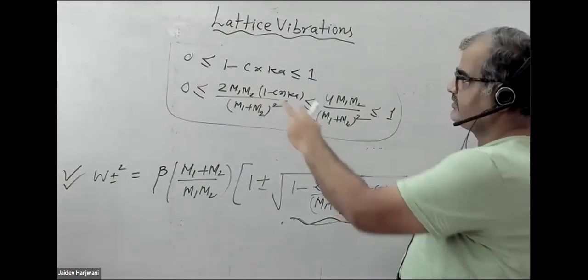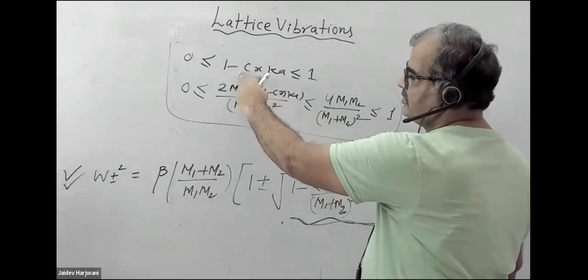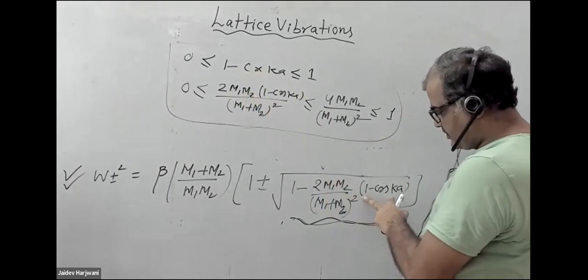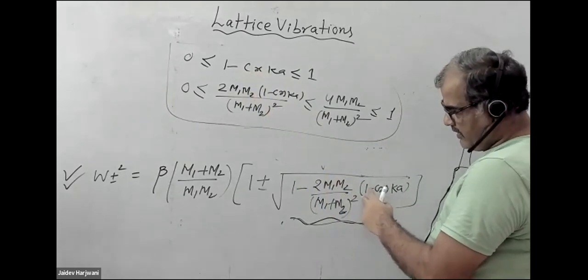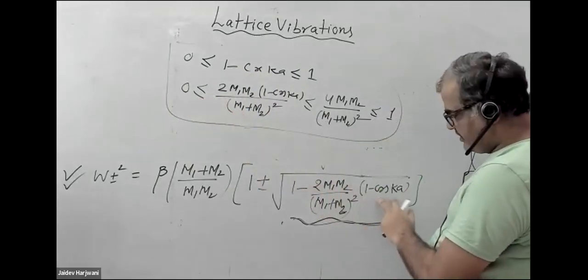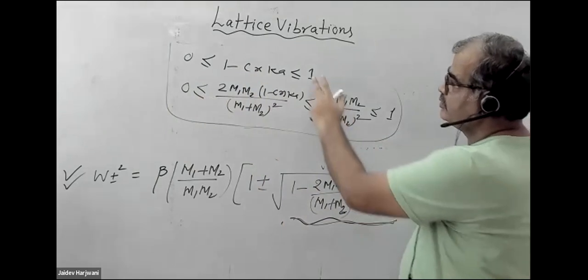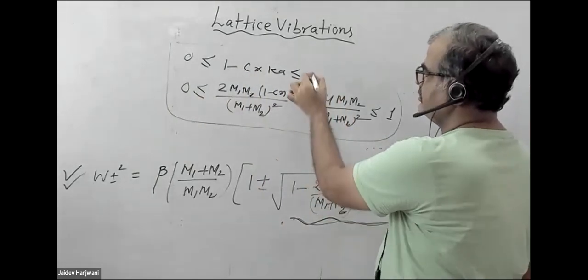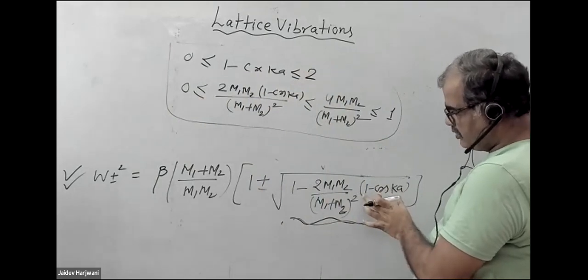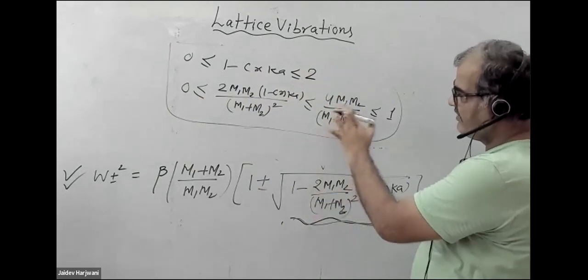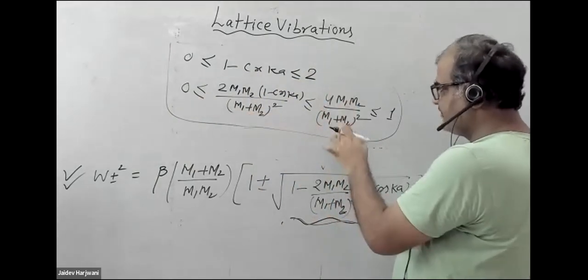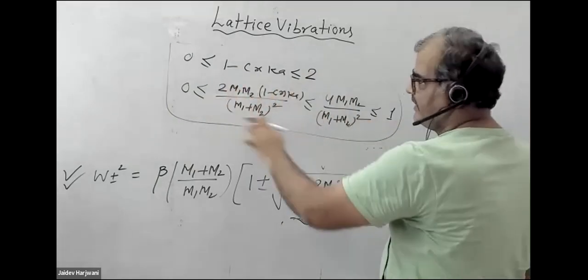See, this value can be either 0 or 1. If this whole expression is 0, then this whole expression is 0. The maximum value is 2. If it is 2, then this becomes 4 m1 m2 over (m1 + m2) square. So this value should be less than this one, and this itself is less than or equal to 1. That means this whole part is less than or equal to 1.